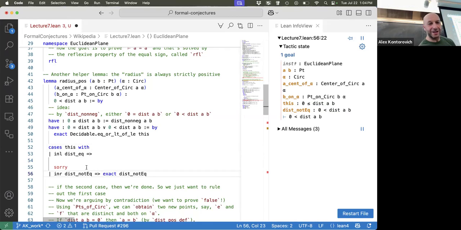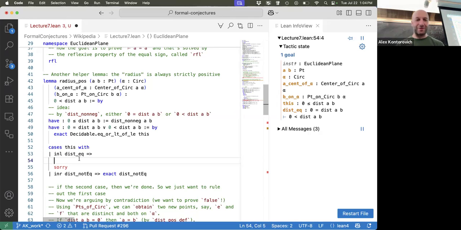So let's go into this case. This case says we know that the distance is exactly equal to 0, and we want to show that the distance is strictly positive. Now, how do we show that the distance is strictly positive if we know that it's exactly equal to 0? We can't. It's not true. That means either we made a mistake and we can't complete the proof, or we can complete the proof, we've just stumbled into a situation that's not possible.